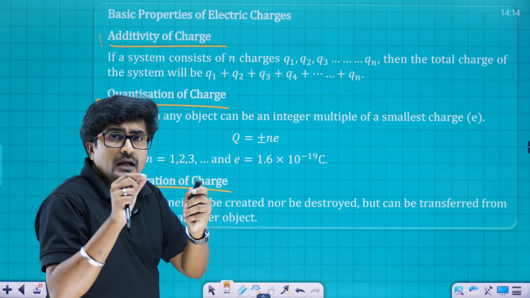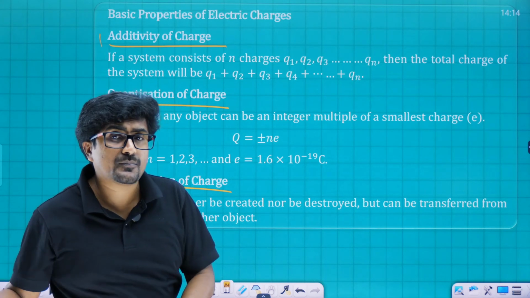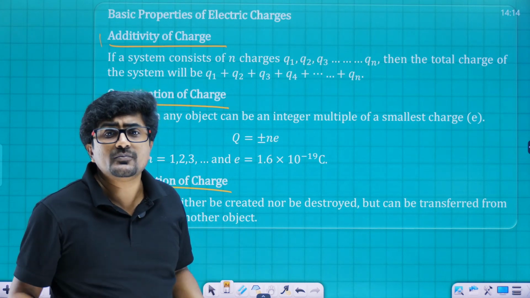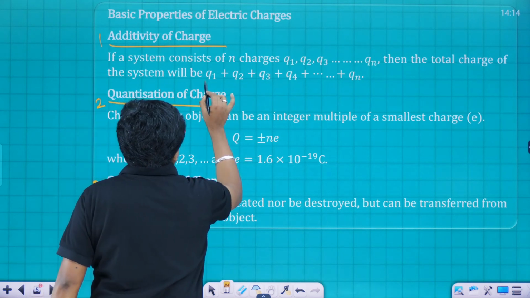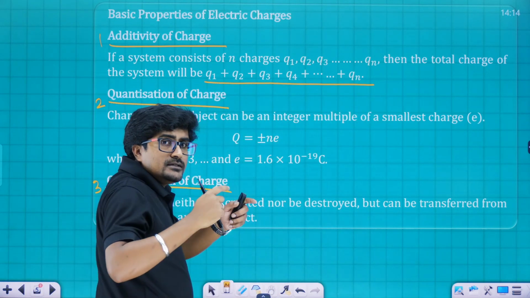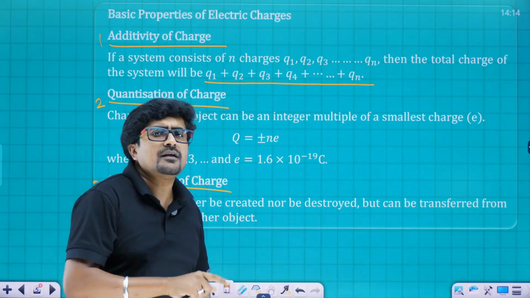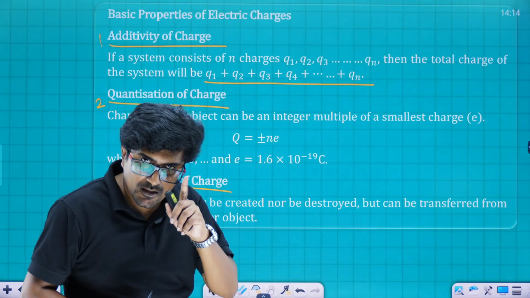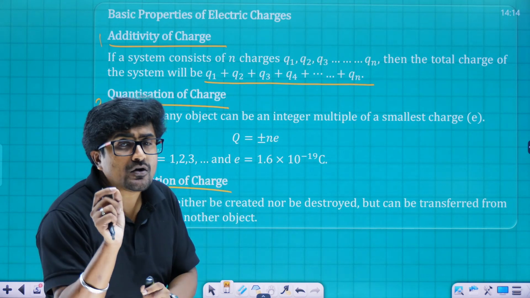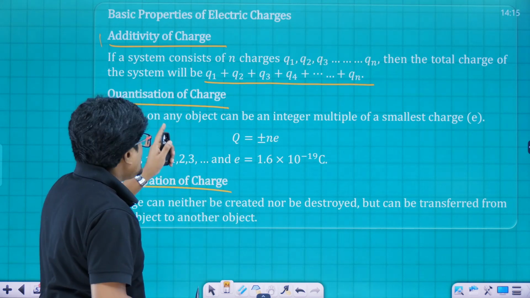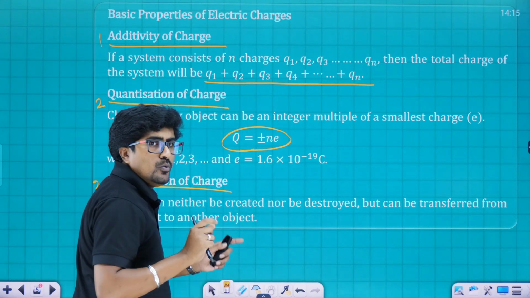Additivity says if we have got a system that contains Q1, Q2, Q3, etc. up to Qn charges distributed at the different parts, then the total charge is going to be the summation of the individual charges distributed at the different parts. The only thing that you must take care of is while doing the summation of the charges, you must not miss the polarity.